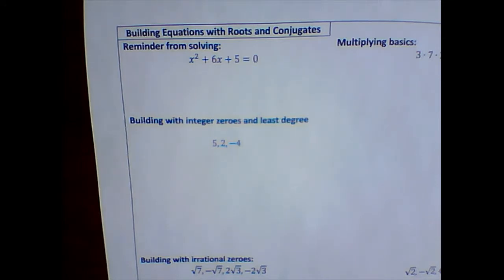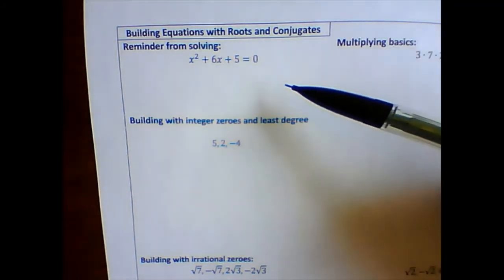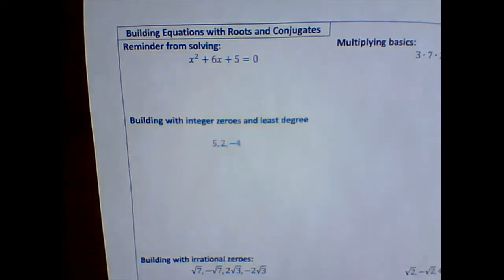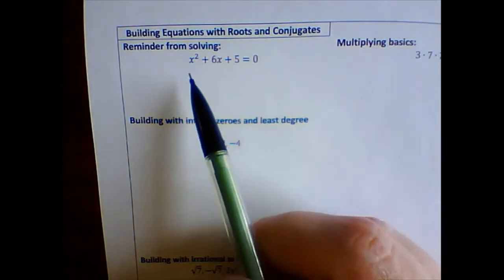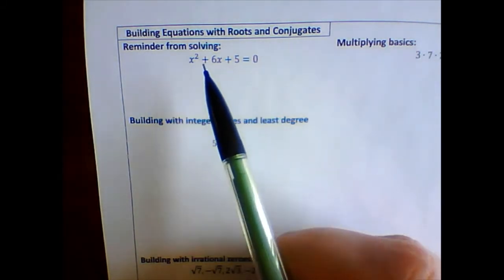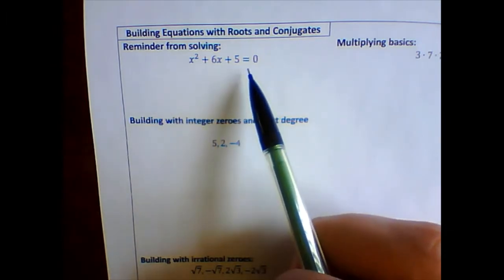Today, instead of going for answers or what x equals, we're going to go backwards. We're going to work with what x equals and build a polynomial. The notes say building equations. That would be a typo that I was too lazy to correct. So we're going to remind ourselves how we solve these problems.